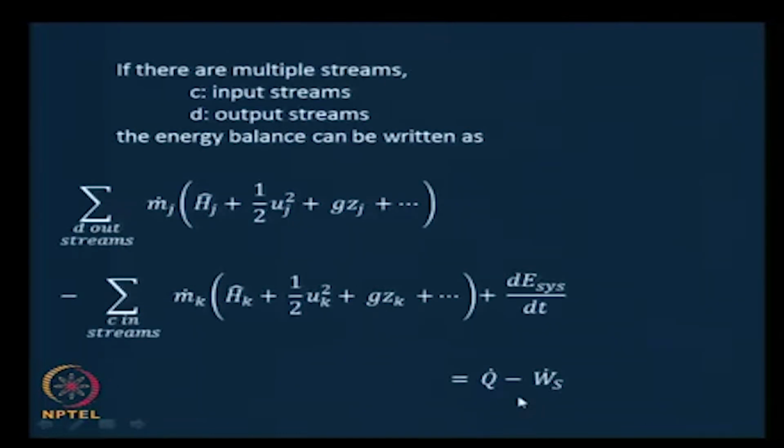Then we looked at open systems and we came up with an energy balance equation for open systems. This is for the output streams, enthalpy, this is the internal energy term, velocity squared term, and the potential energy term, and the other energies here, and this is for the inlet streams, outlet minus inlet, plus the time variation of the system energy equals Q dot minus Ws dot. And for each of these cases we had worked out examples to see how you can apply these expressions in practical situations.